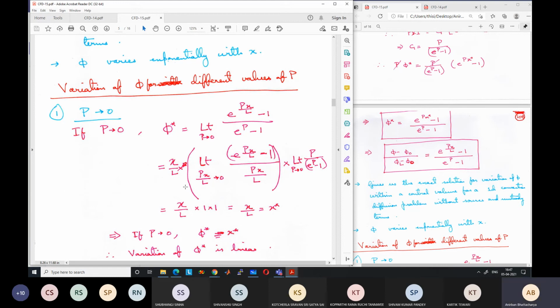Do you remember from your old studies? Limit, it is equal to 1. e to the power x, as x tends to 0, tends to 1. So 1 minus 1 tends to 0. So e to the power x minus 1 tends to 0, the numerator tends to 0, and let me write this.